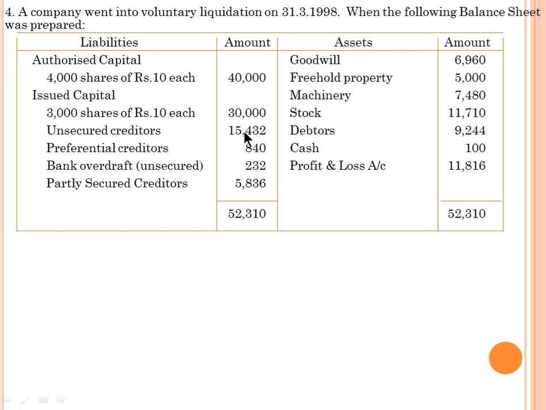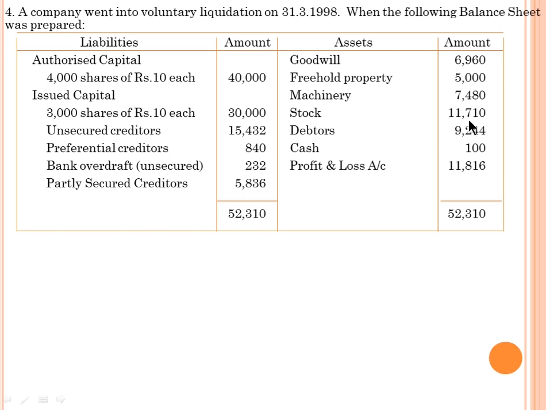Unsecured creditors 15,432. Preferential creditors 840. Bank overdraft unsecured 232. The partly secured creditors, how much? 5,836. And total liability 52,310. Now we move on to the asset side. Goodwill 6,960. Freehold property 5,000. Machinery 7,480.